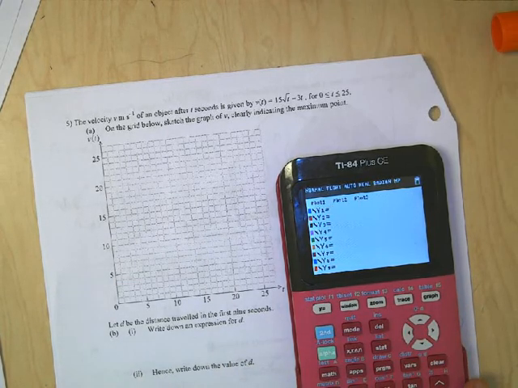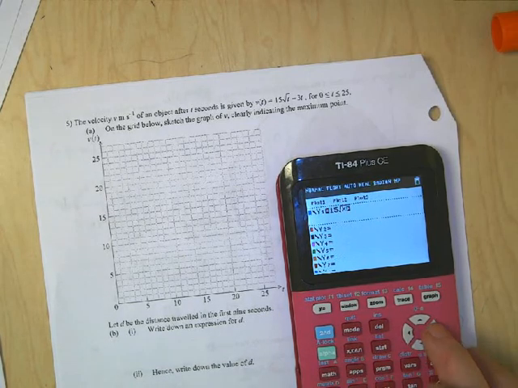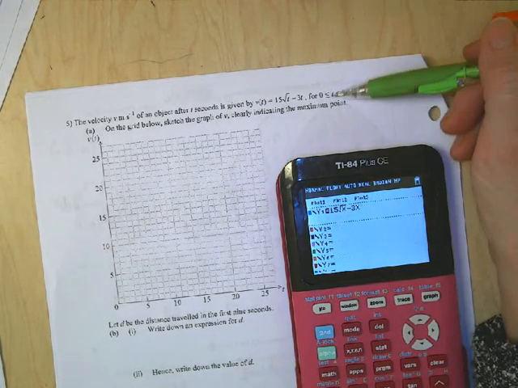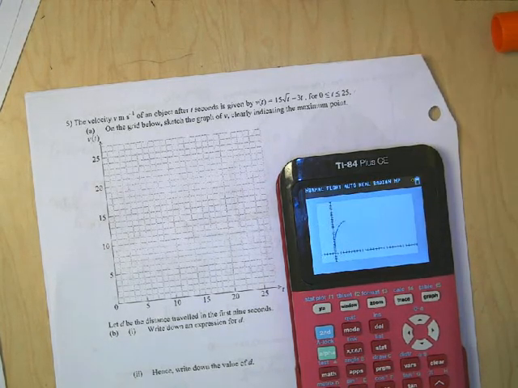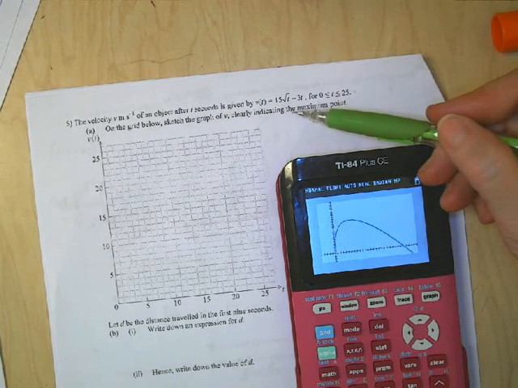I have 15 times the square root of x minus 3x. Okay, in this case it's t. And I'm graphing it between 0 and 25. Okay, so let's graph it, see what it looks like. There it is.